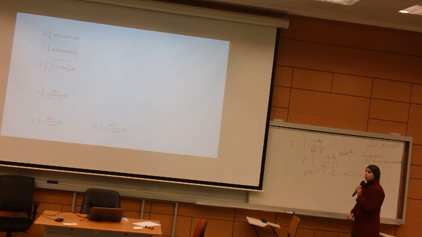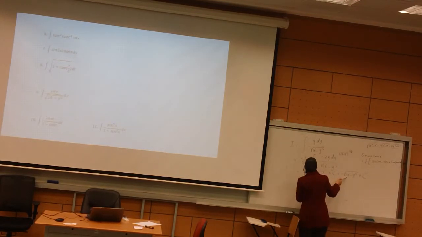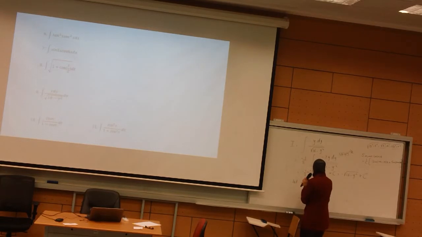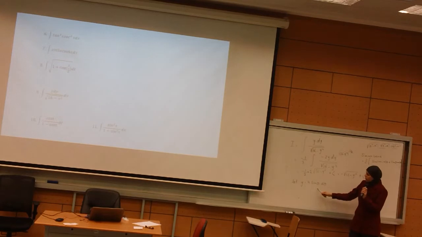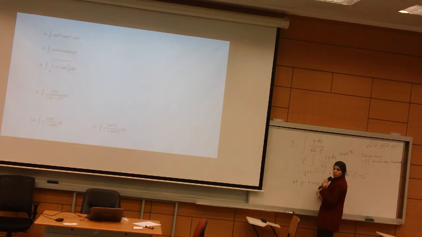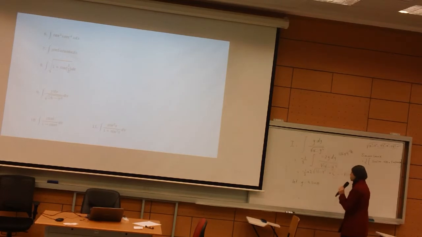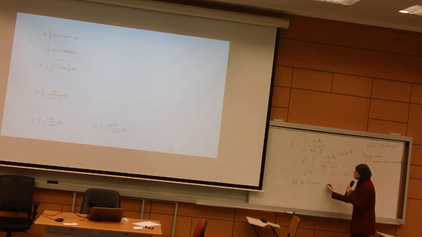Okay? Of course, I can reach the same answer if I use the trigonometric substitution that we learned before, which is that y equals 4 sine theta. We can use this trigonometric substitution in order to reduce the form of the integration into something that can be integrated easily. That's right. y equals 4 sine theta, then dy equals 4 cosine theta d theta.